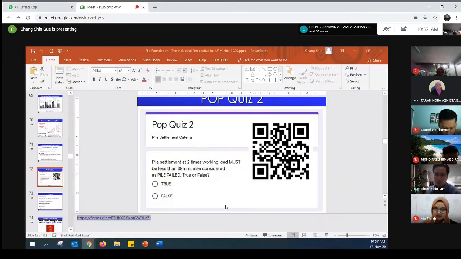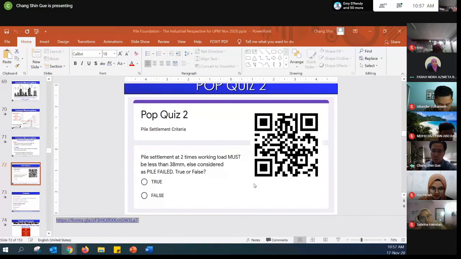For example, if you have limestone, then you may be worried about cavities. So you may have more rock probing, so you may have more boreholes. The understanding is that you need to give sufficient boreholes to know the profile. So if your site is highly variable, then you may need more boreholes, or else you need fewer boreholes.